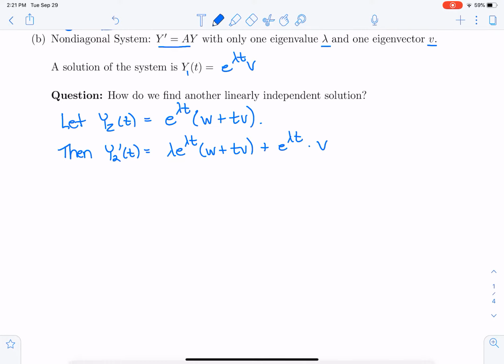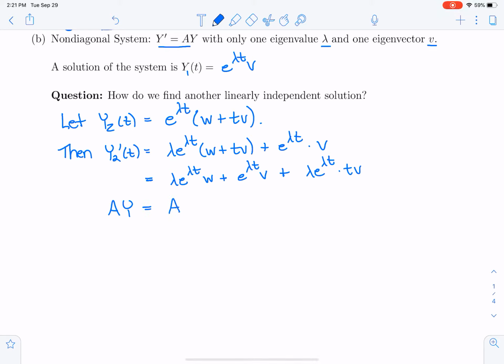I'm just going to rearrange these terms a little bit. I'm going to have lambda e to the lambda t times w plus e to the lambda t times v, bringing in this term. And then finally, lambda e to the lambda t times tv. Well, y2 prime is supposed to be equal to a times y, so we should see what that is.